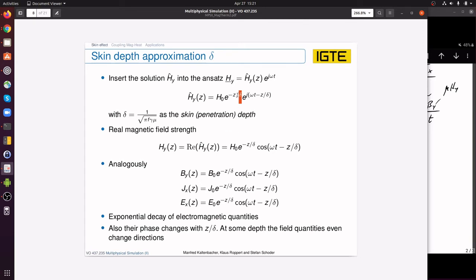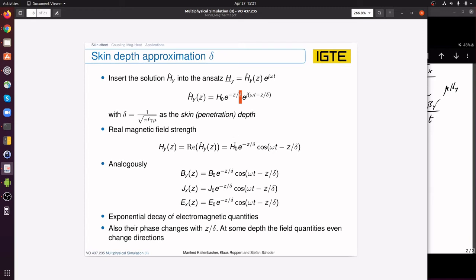So this delta here, evaluated as 1 over square root of pi f gamma mu, can be identified as our skin penetration depth. So this basically means that if we are at a set distance delta, our remaining field quantity is a certain percentage, which follows from this exponential function. Okay, so we take the real value of this quantity, and that's it.